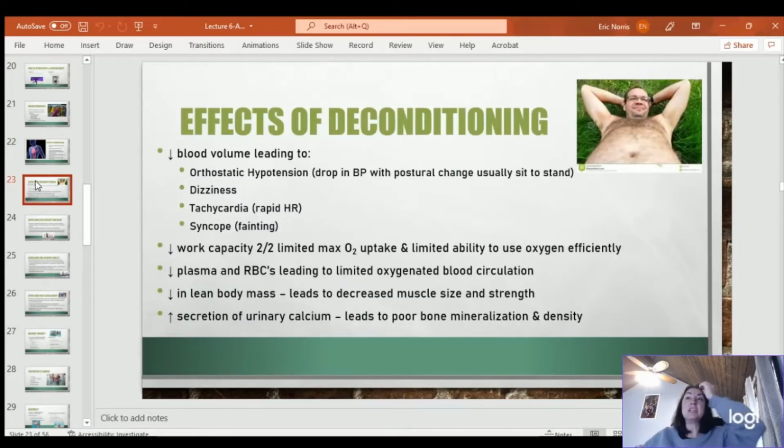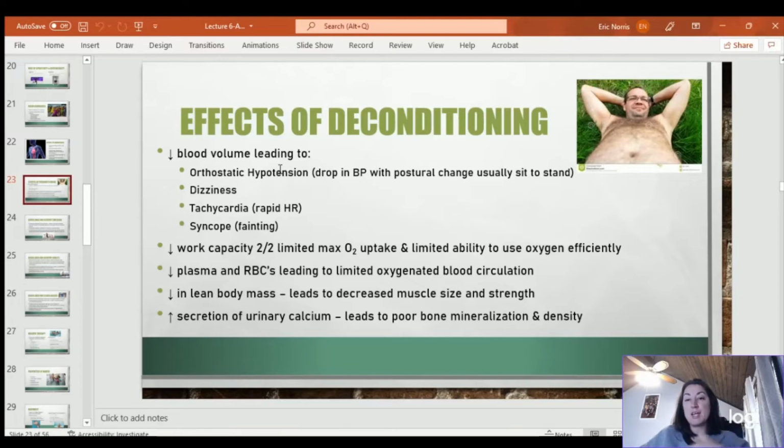Okay, effects of deconditioning. If you don't use it, you lose it. So decreased blood volume, which leads to orthostatic hypotension. Like if somebody's on bed rest for a while and then they start to get up, they'll get more dizzy, might get some floaters in their eyes or everything go black for a minute. That's orthostatic hypotension, a drop in the blood pressure.